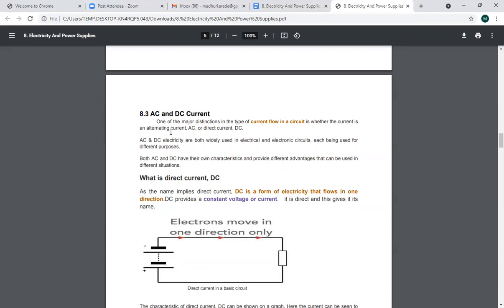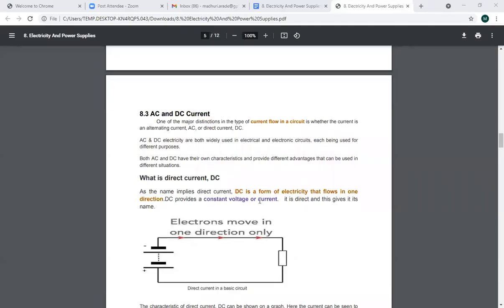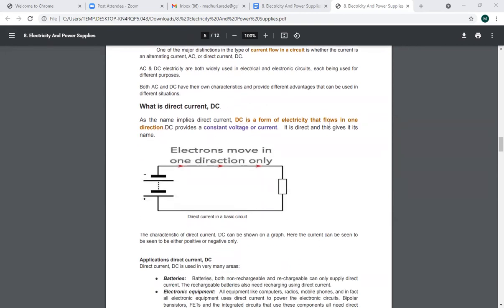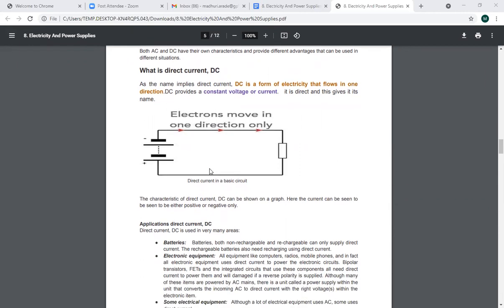And now, there are AC and DC current. Sorry for the interruption. Now, the next point is about AC and DC current. Here we will see alternating current, AC, and direct current, DC. Direct current, as the name indicates, flows in one direction, and it is a constant flow, constant voltage or constant current supply. Electronic components which require this constant supply of power will use DC, direct current.